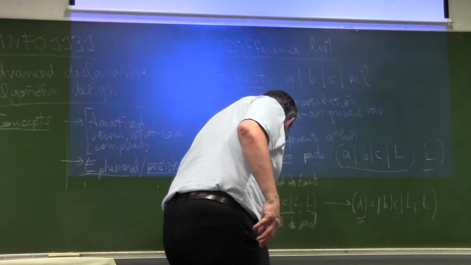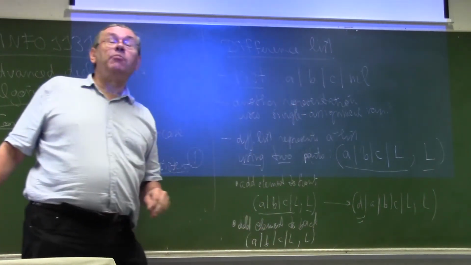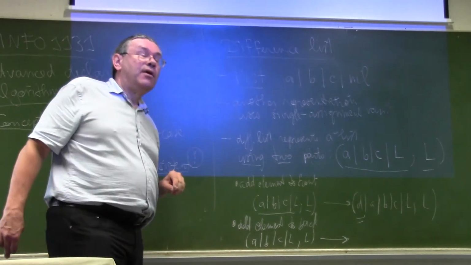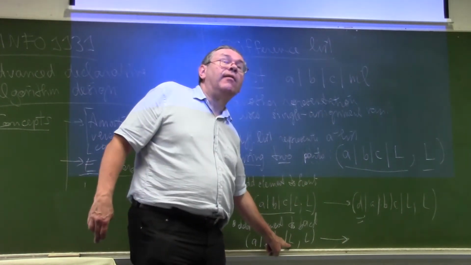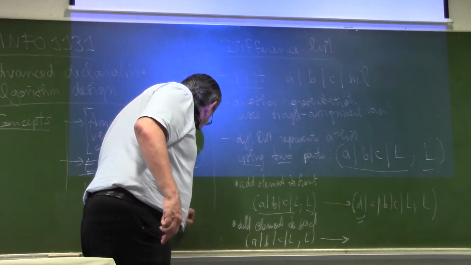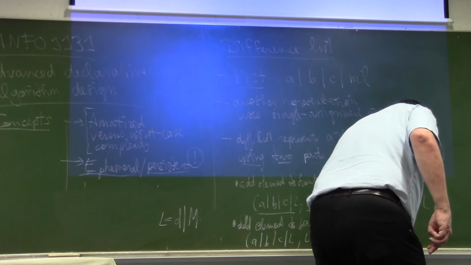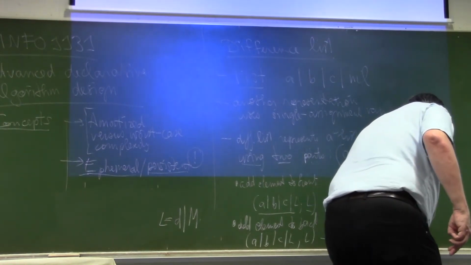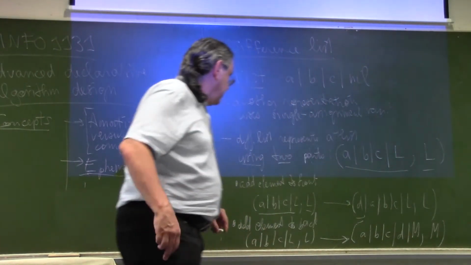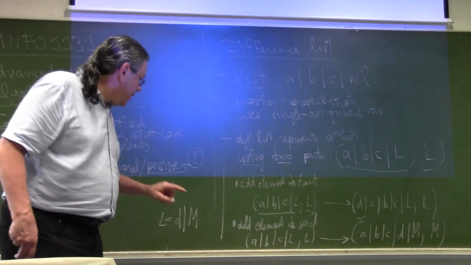So here we have A, B, C, L, L. Let's say we want to add an element to the back of this. How do we do that? Well, we will bind L. We will say L is equal to D followed by some other variable, like M, for example, and then it becomes A, B, C, D, M, M. So you see what we're doing? This is a little bit tricky, so you have to look at it carefully.